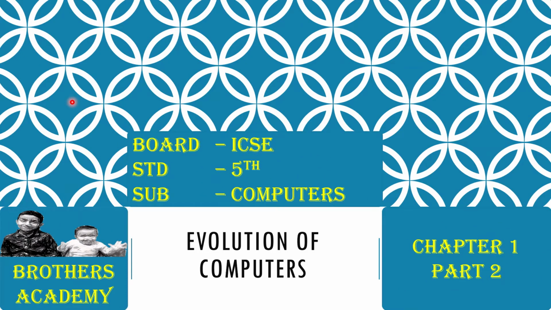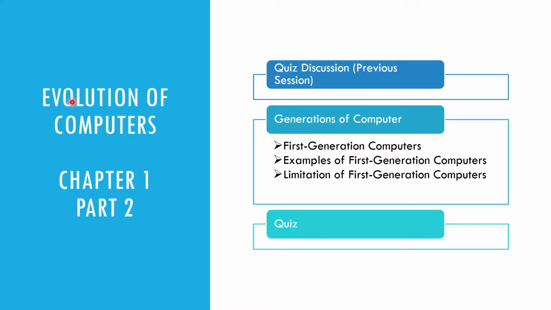Today we will continue with the first chapter of our computer book, which is Evolution of Computers, Chapter 1, Part 2. In today's video, we will discuss the questions raised in the previous session, followed by generations of computer. We will be primarily discussing the first generation computers, examples of first generation computers, and some of the limitations of first generation computers. We will end the session with a short quiz. So, let's begin.